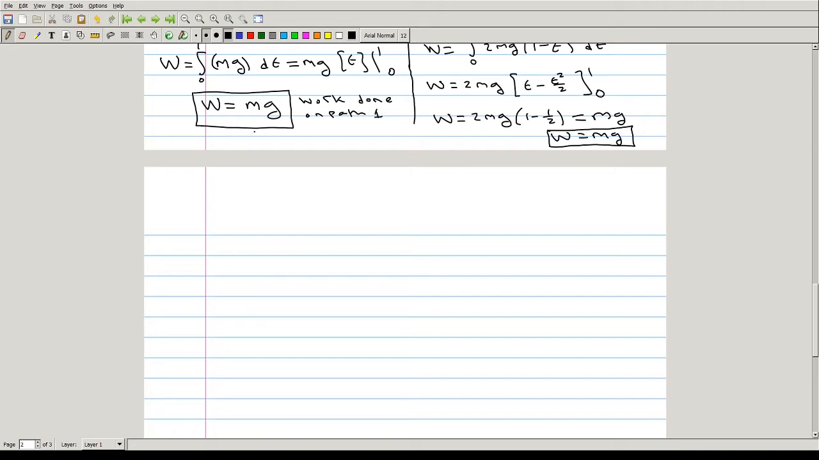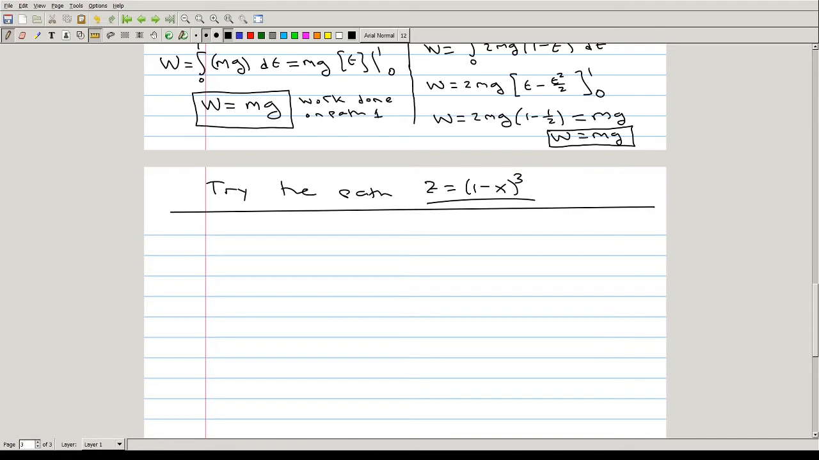So I encourage you to do this example out again for another path. Specifically, try the path z is equal to 1 minus x cubed. You'll get the exact same thing. You'll get the work along this path is still equal to mg, which is a very convincing argument for this example.